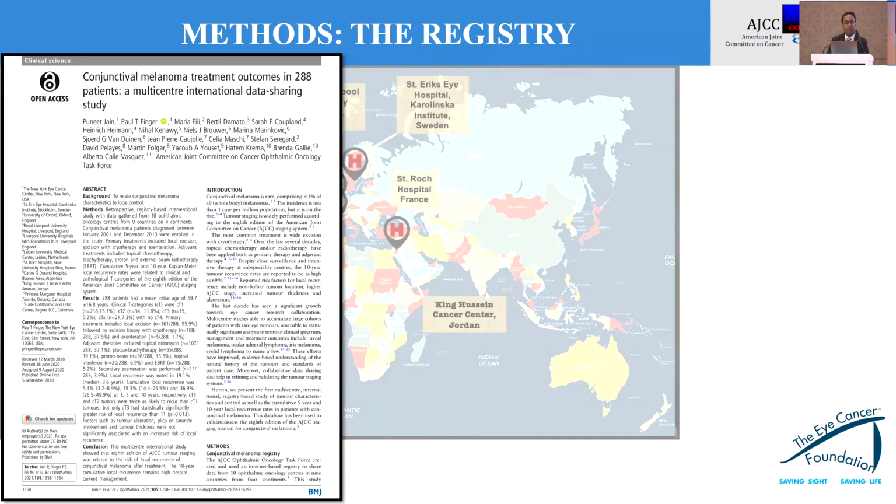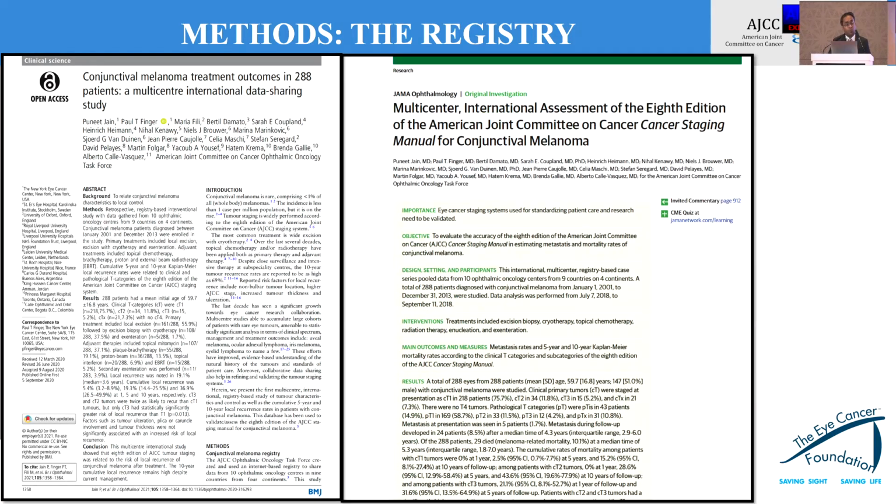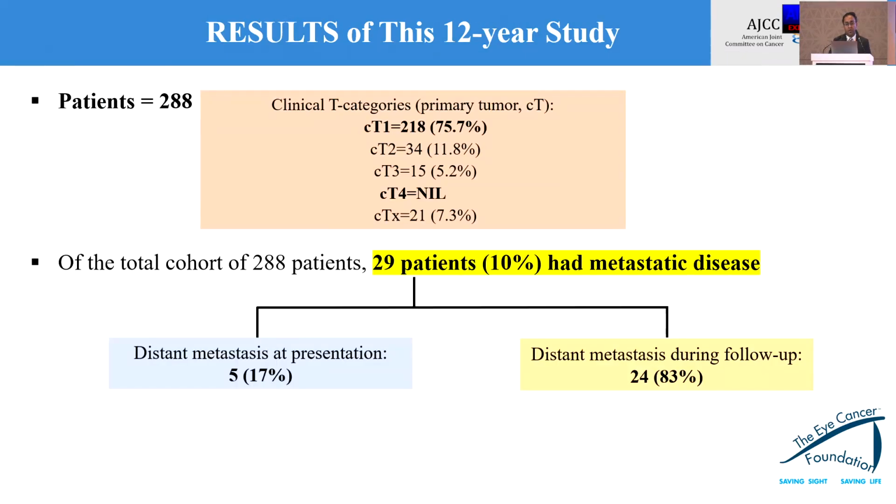So we analyzed the data. The data analysis began somewhere in 2016. The first paper came out, which was basically to validate the 8th edition of AJCC, which had just come out at that time. The second paper spoke about the local recurrence rates. We further analyzed the data, and this paper focuses only on the metastatic subset of patients.